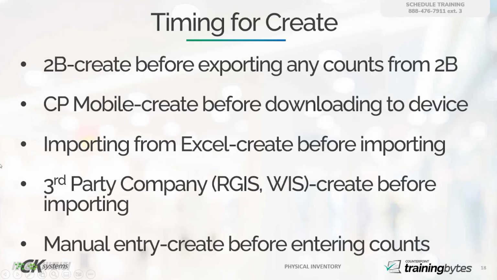So I get a lot of questions about the timing for the create step because some people want to take their scanners and scan ahead of time, which is fine if you have 2B. If you have 2B, you can start scanning, but do not export those scans until you've done the create step. That's very important. CP Mobile, you cannot scan ahead of time. You have to do your create step first, and then you can start scanning.